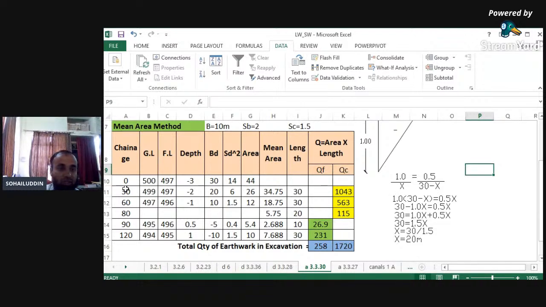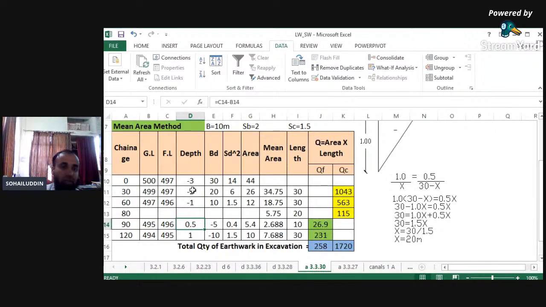Chainages are given as 0, 30, 60, 90, and 120. Respective ground levels are given, and respective formation levels are given. So how do we find the depth? The simple way to find depth is FL minus GL, formation level minus ground level. As GL is more, FL minus GL gives a minus sign: -3, again -2, -1. Then FL minus GL is 0.5, and again FL minus GL is 1.